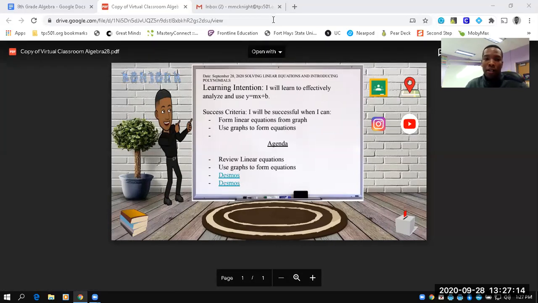And then we'll do two of the Desmos activities. So I'm going to pull up my whiteboard so that we could, first part of it is linear equations from graphs, forming linear equations from graphs.